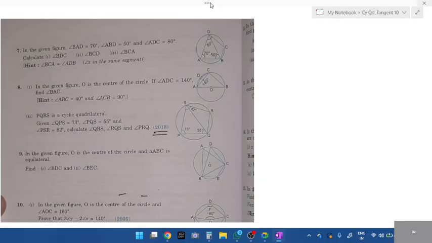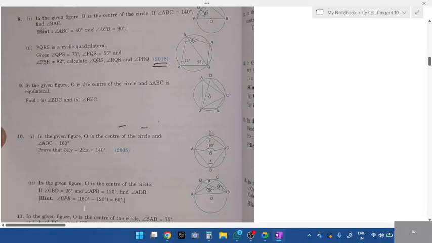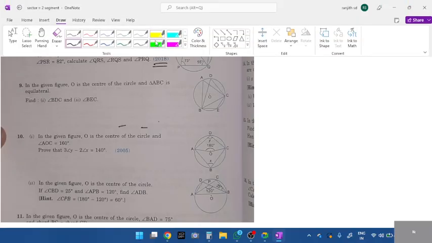Fine. Eighth main we did. Next, look at the ninth main, students. Ninth question.